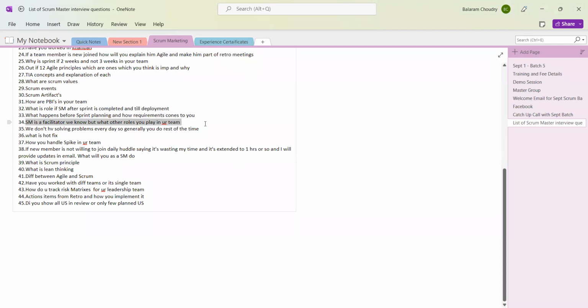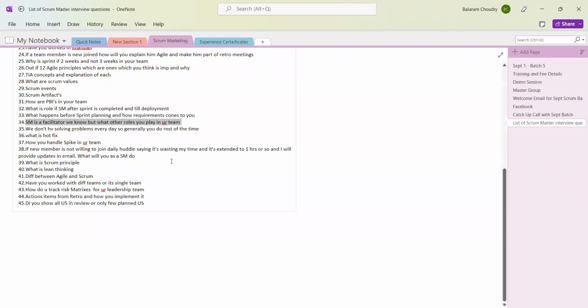SM is a facilitator, and we know that, but what about other roles you play? The role of SM does not just end with facilitating. There are so many blockers that you have to look at. You have to pitch in if there are blames coming on the team. If there are any challenges faced by the team, you have to talk to the leadership and sort them out. As a Scrum Master, you don't just play one role, you play multiple roles. You get to wear multiple hats. You are a facilitator, a coach, a motivator, a trainer, and a teacher for the Scrum team.